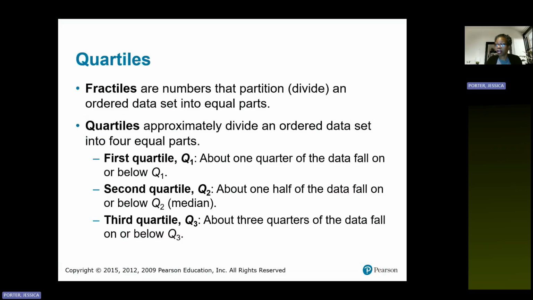Fractiles are numbers that partition or divide the ordered data set into equal parts. Okay. Quartiles, we divide into 4 equal parts. Quartile, quarter is a fourth of a dollar. So the first quartile is going to cover the first quarter of data. The second quartile we call the median, and that's going to cover the first half of your data. And then the third quartile is going to cover 3/4 of your data.